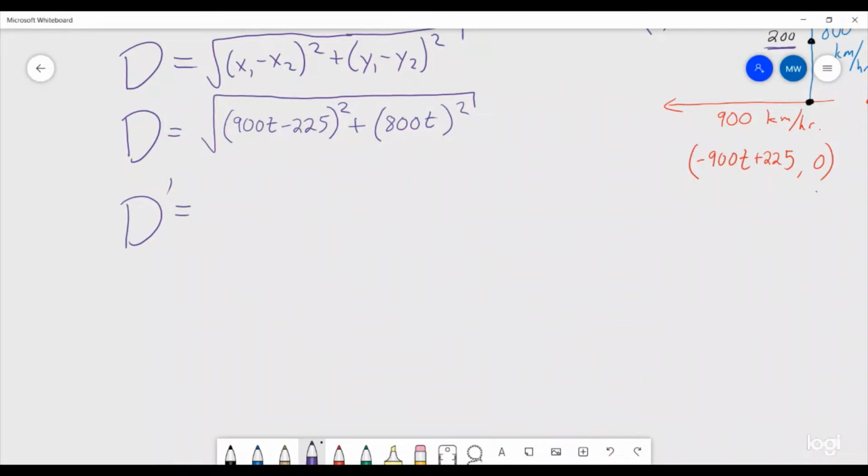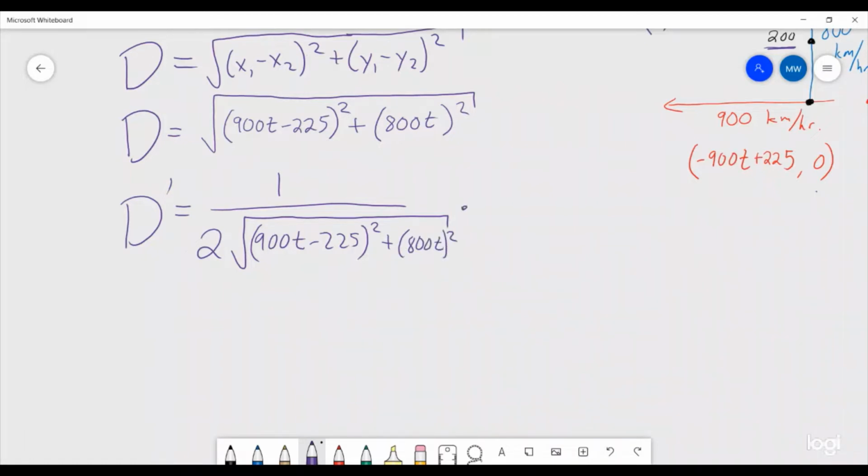Derivative is equal to, well, we have a square root, so that's something to the 1/2. So we have a 1 over 2 times exactly that, 900t minus 225 squared plus 800t squared, multiplied by the derivative of the inside. Well, the derivative of the inside is going to be found by using the chain rule. So that's a 2 times 900t minus 225 times 900 plus 2 times 800t times 800.